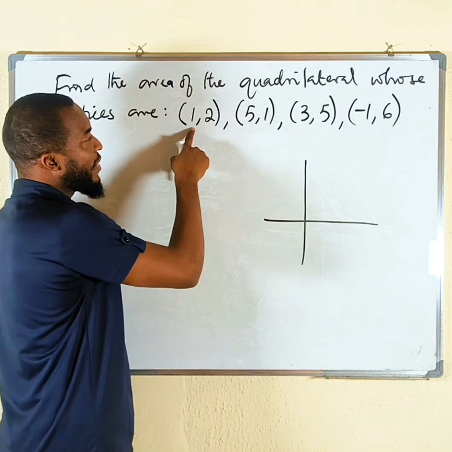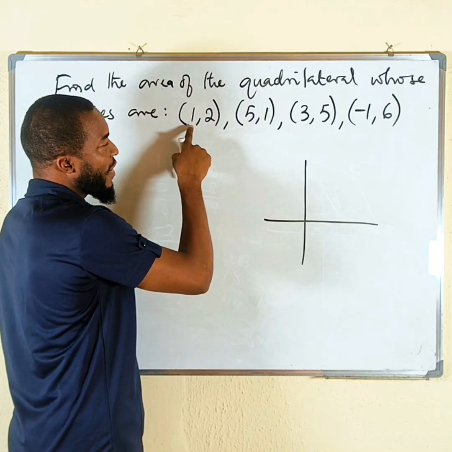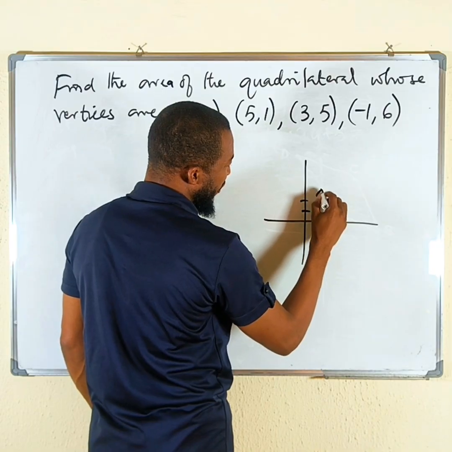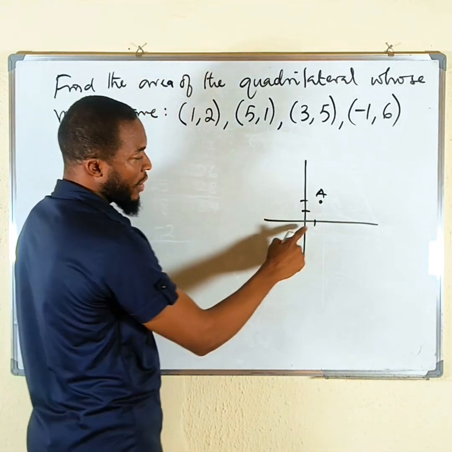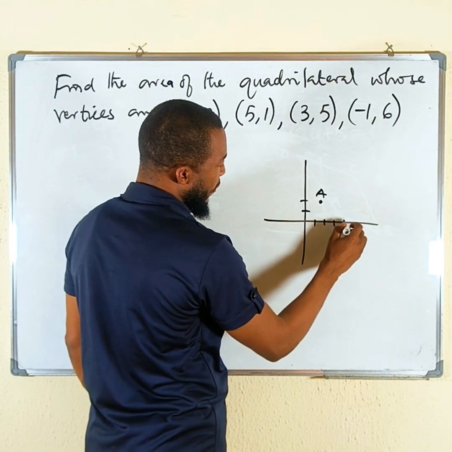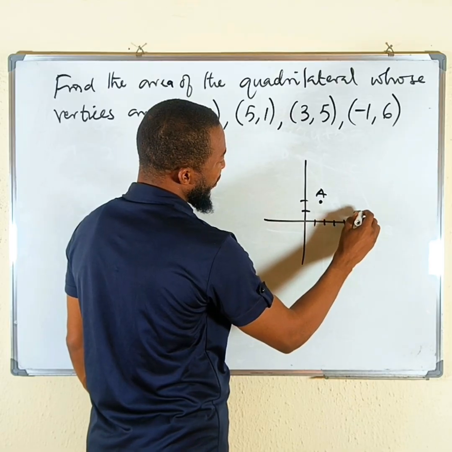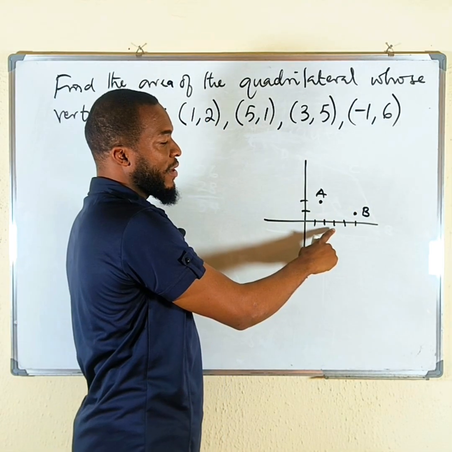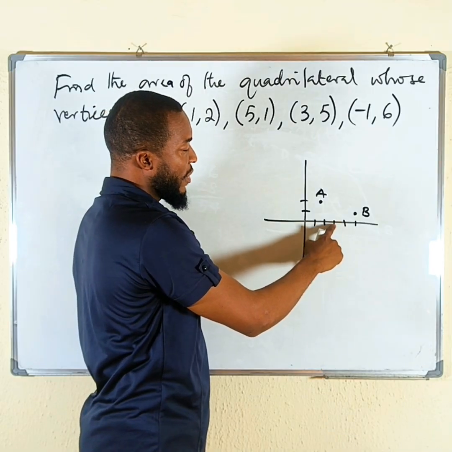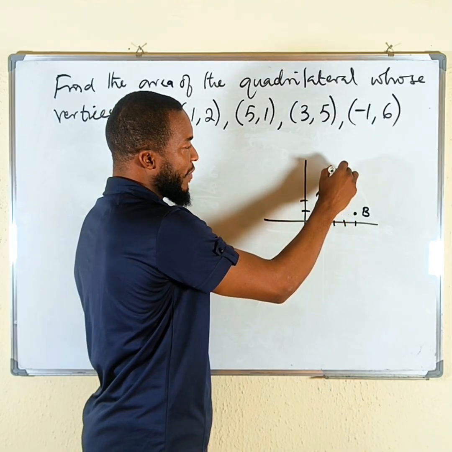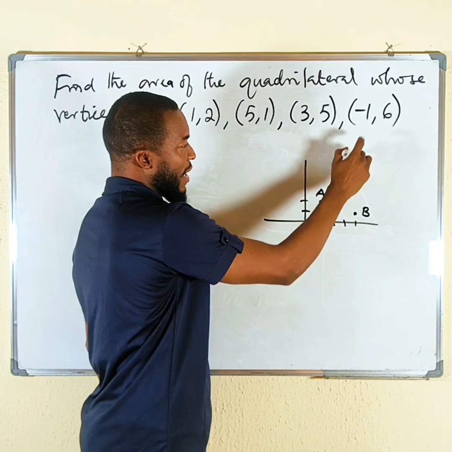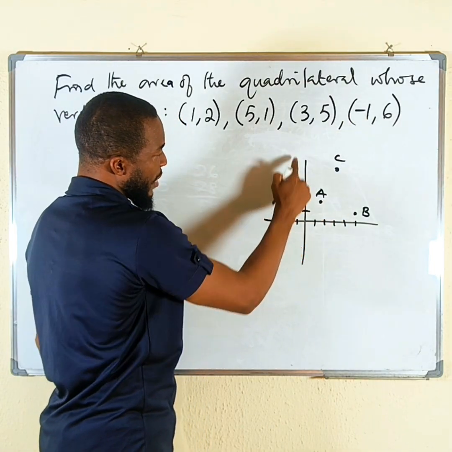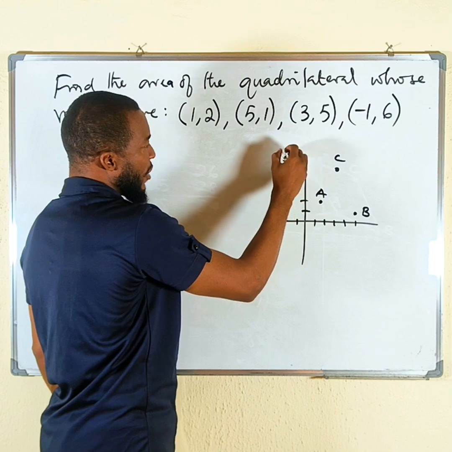The first vertex here is (1, 2). You have a point here. Let's call it A. Then (5, 1): you count 1, 2, 3, 4, 5 across, and 1 up. You have a point here. Let's call it B for the second one. Then C, that is (3, 5). Let's call it C. And lastly, (-1, 6). Negative 1 is situated here, and 6 is supposed to be around here.